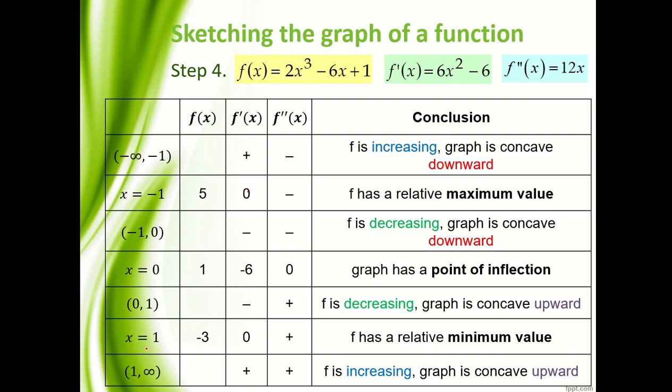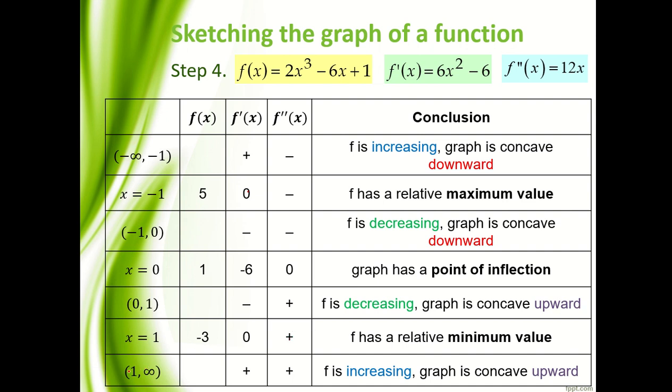Now for x equal to 1, this is the last critical number. Solving for f of x, it gives us negative 3. And when you solve for f prime of x, it gives us 0. So this is a minimum value. So f has a minimum value. And f double prime here is still positive, so it's still concave upward.